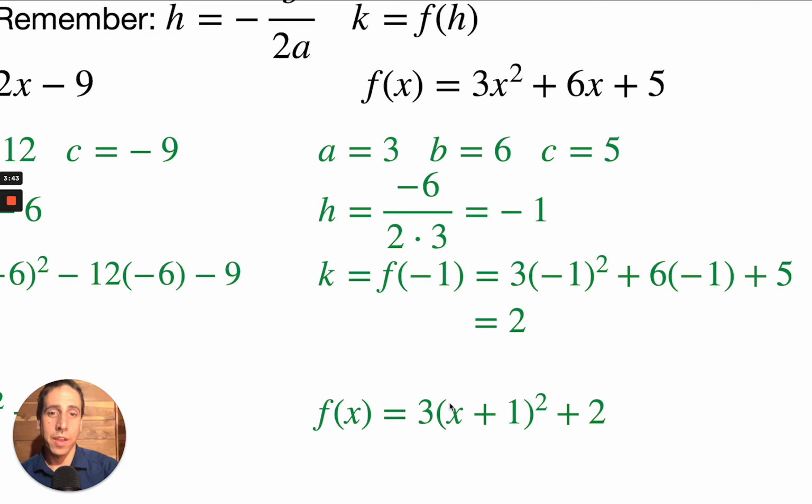Here's the h value, x plus 1 coming into play. The k value is 2. And remember, the a value is 3, so that can go right here.